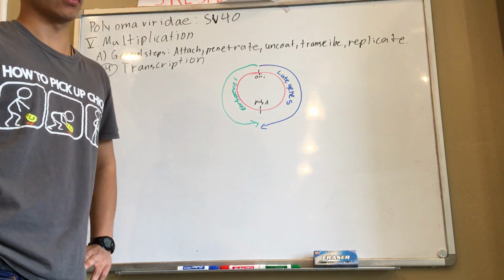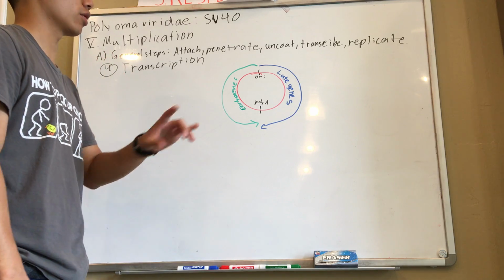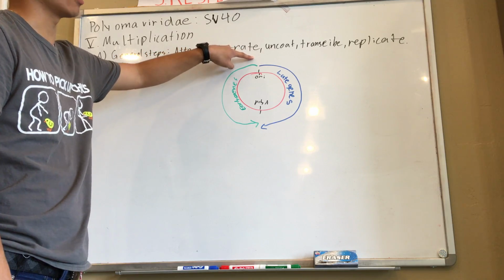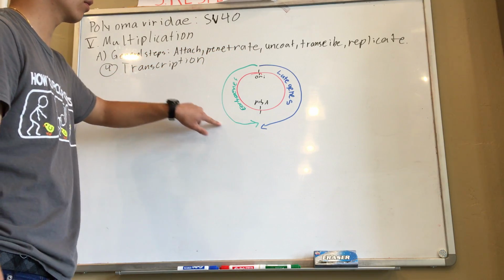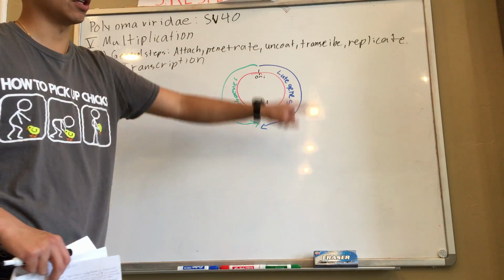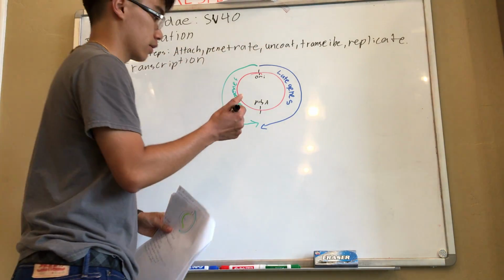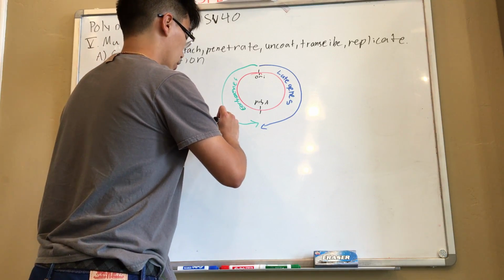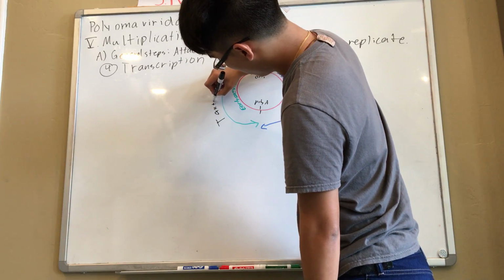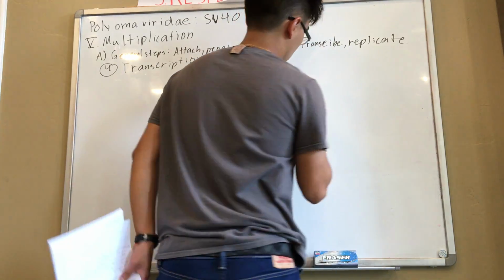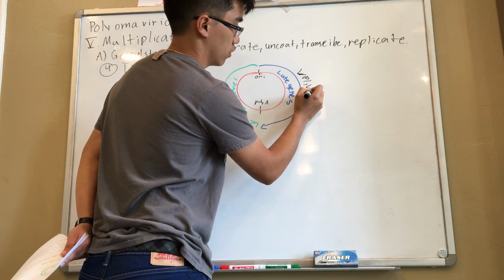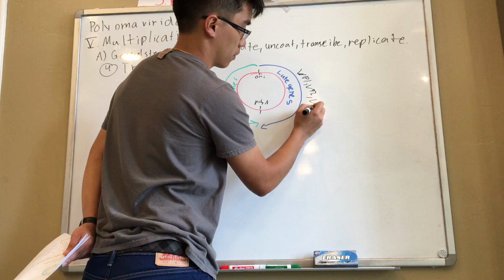Now, when SV40 is transcribing, not replication, when it's in the transcription phase, the virus will transcribe this early side, quote unquote early. It'll transcribe these early genes before late genes. And the reason for that is because the early side codes for T antigens. The late side codes for VP1, VP2, VP3.